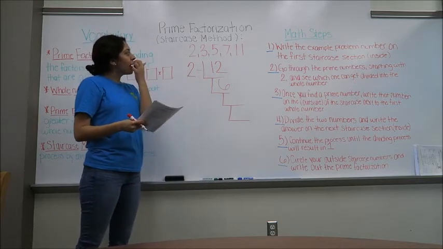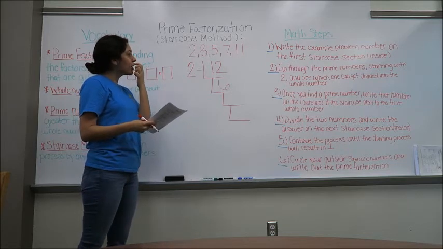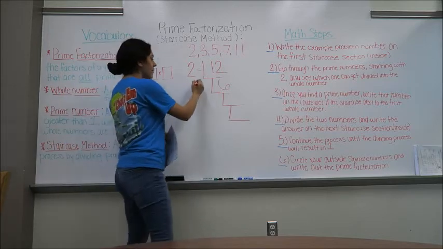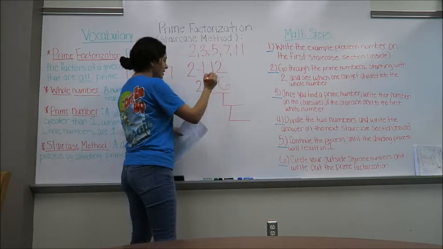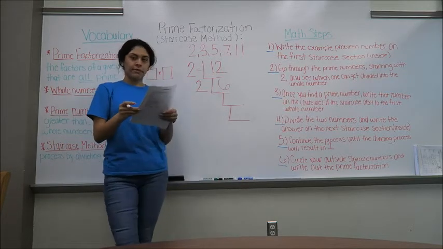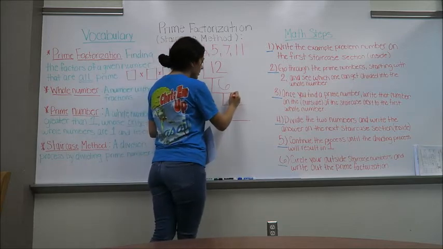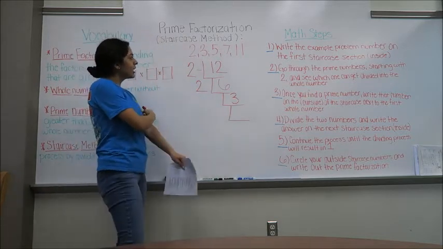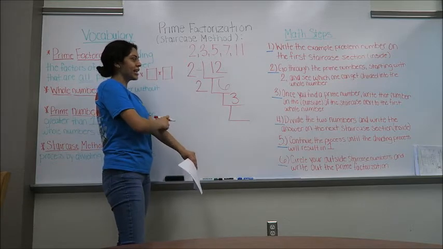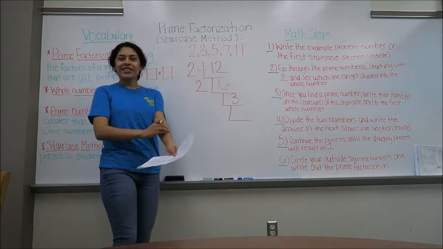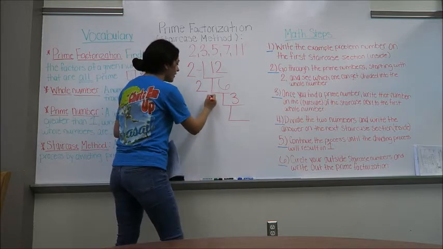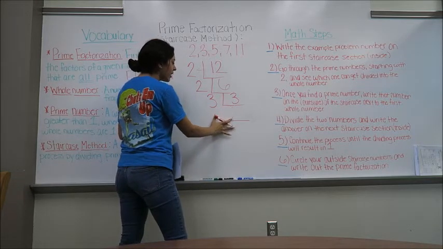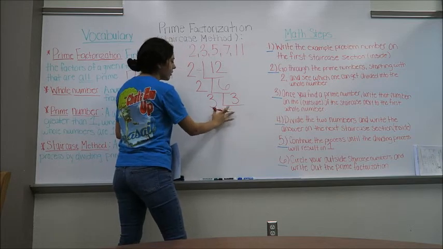Next, we're going to go through our prime numbers again, starting with 2. Can 2 go into 6? Yes. How many times can 2 go into 6? 3. It's going to be 3 times. Can 2 go into 3? No. Can 3 go into 3? Yes. Good, so we're going to write 3 right here. How many times can 3 go into 3? 1. 1 time.